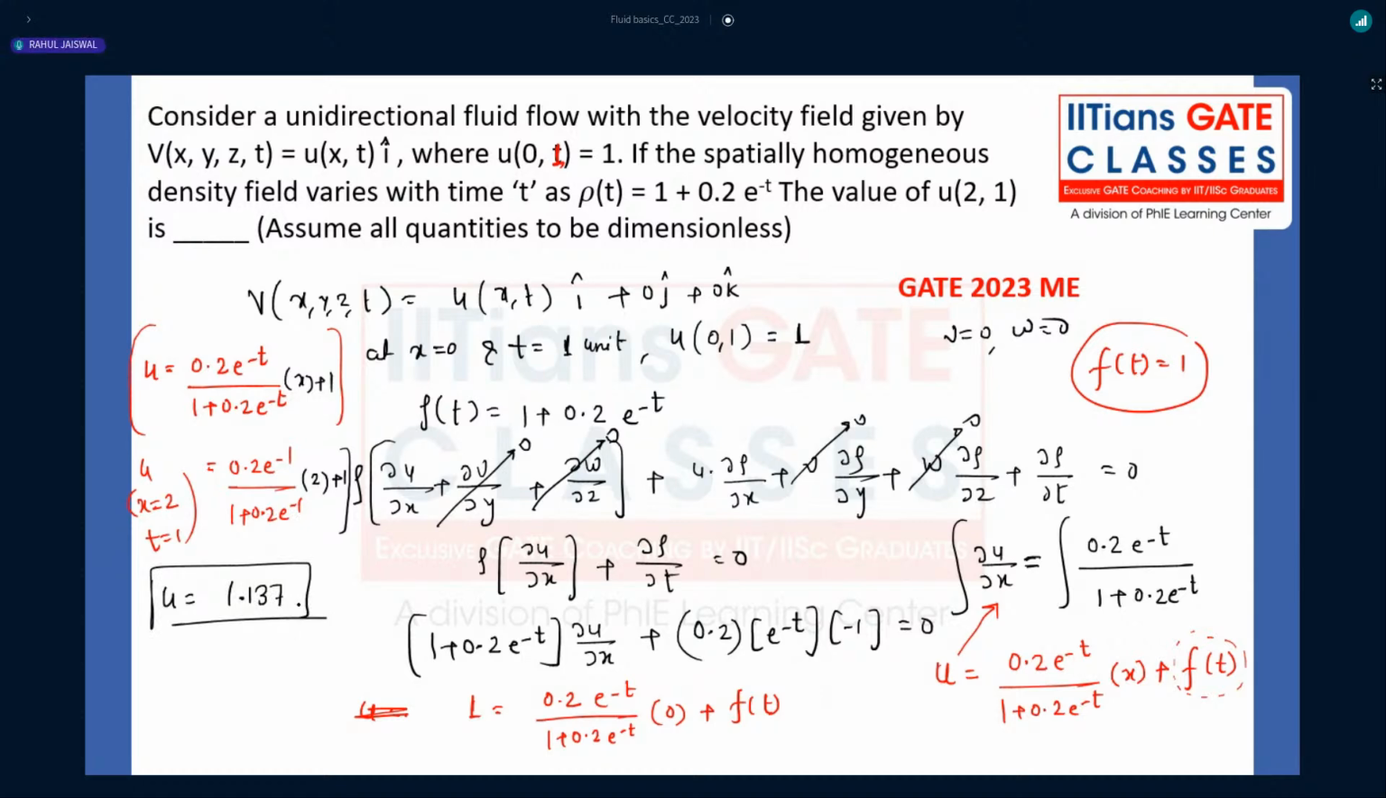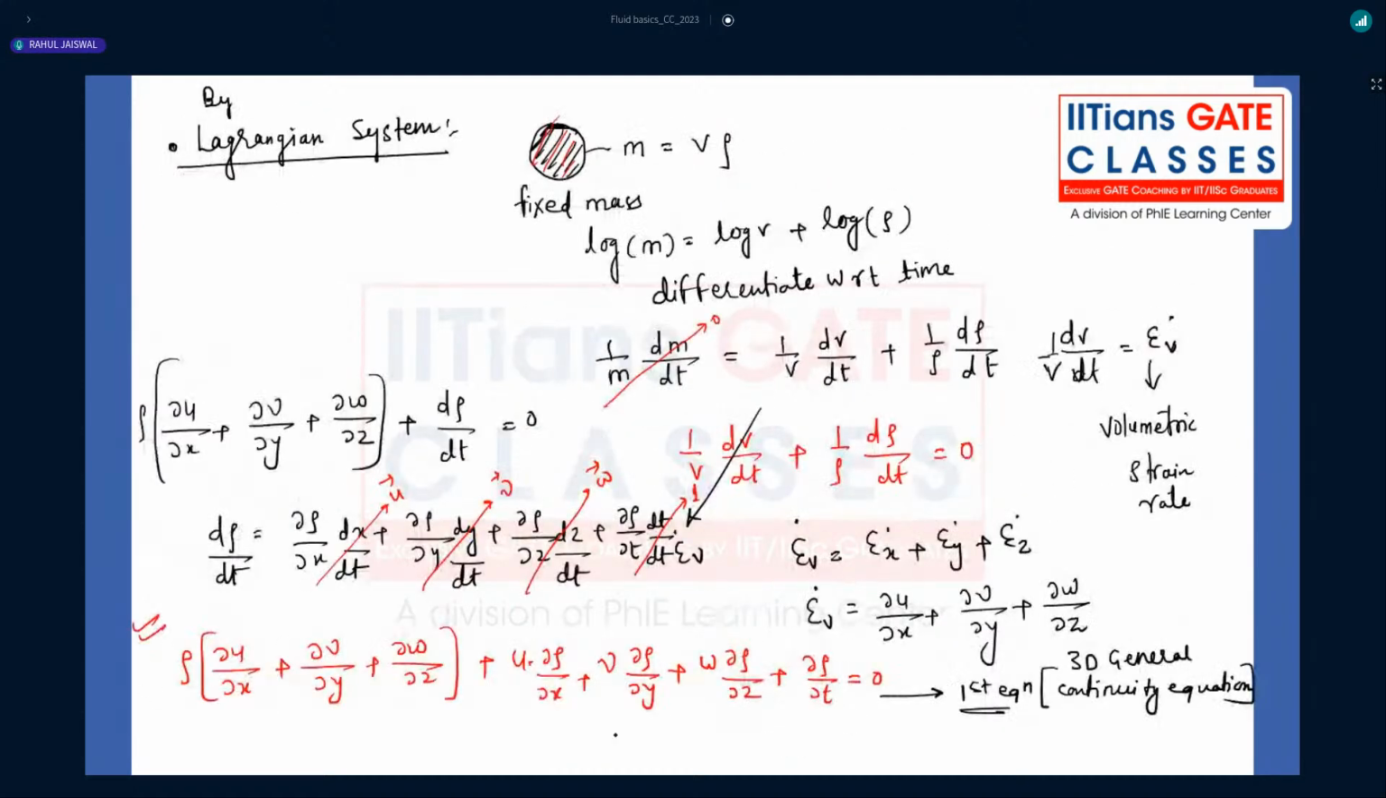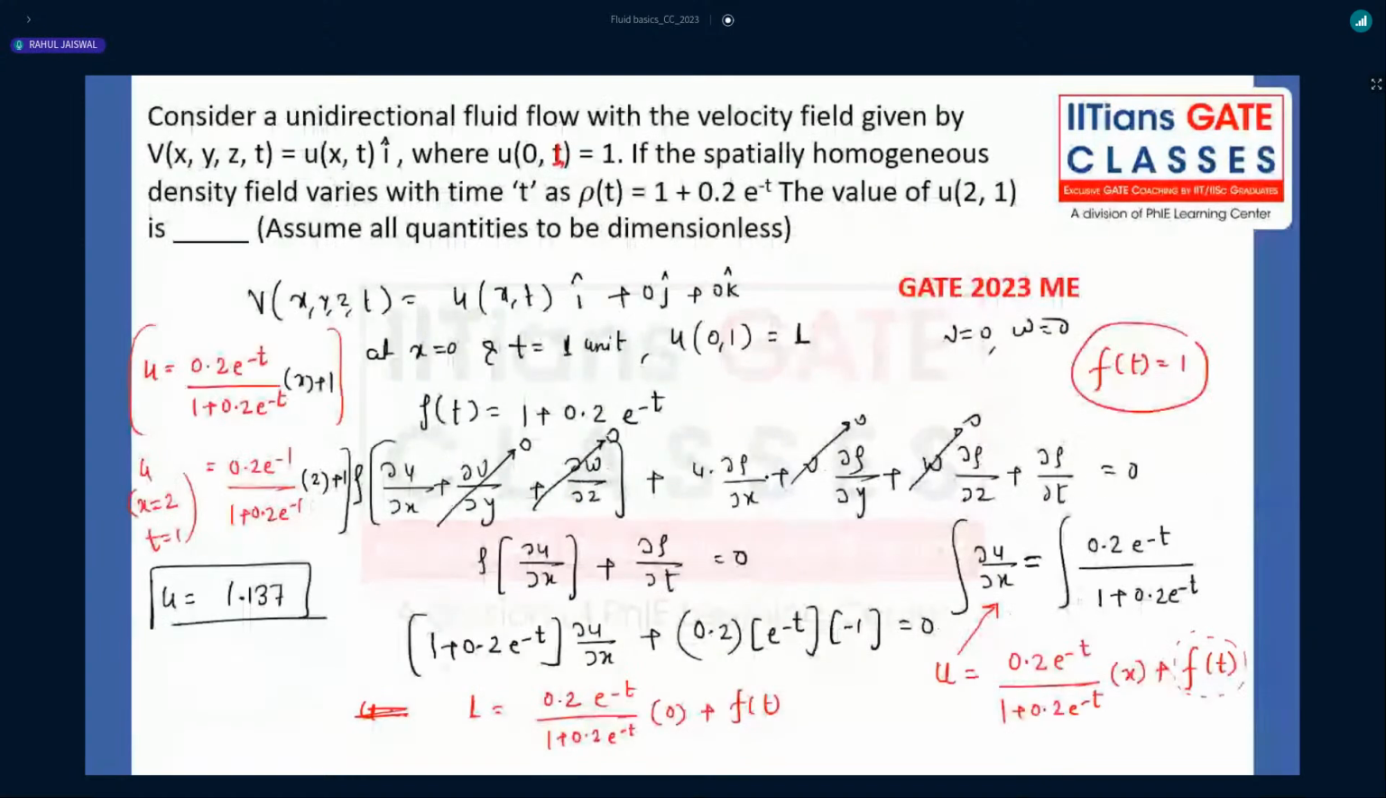So this year they have tested not only the general 3D continuity equation, they have tested whether you know the full continuity equation or not, the mass conservation equation or not. Is that clear, all of you?